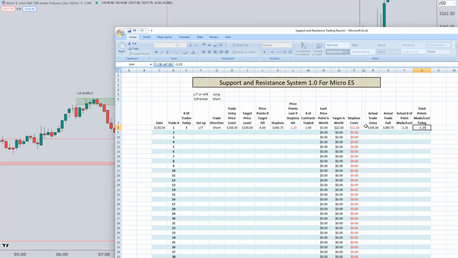So we're going to assume that we actually entered at these levels right here. Since we're only trading one contract of the E-mini micro, we're not going to have any slippage. So we entered right here at 52.3850, but we hit the stop loss, 52.4075. So we lost 2.25 points, and for the day, we are down 2.25 points.